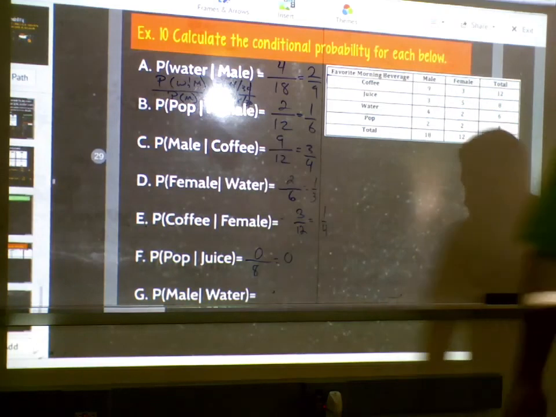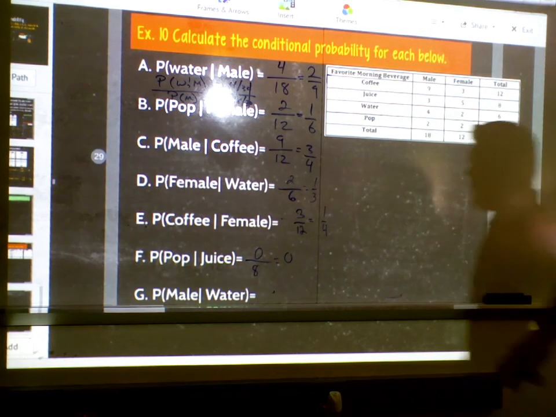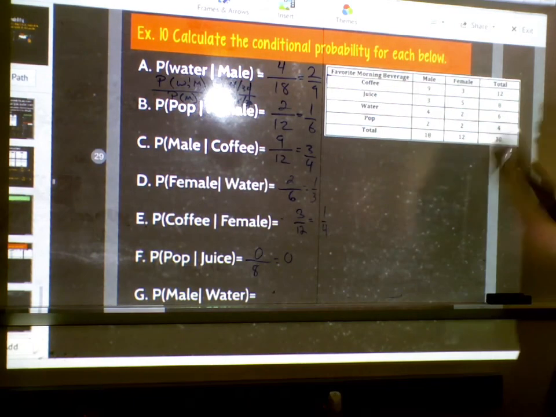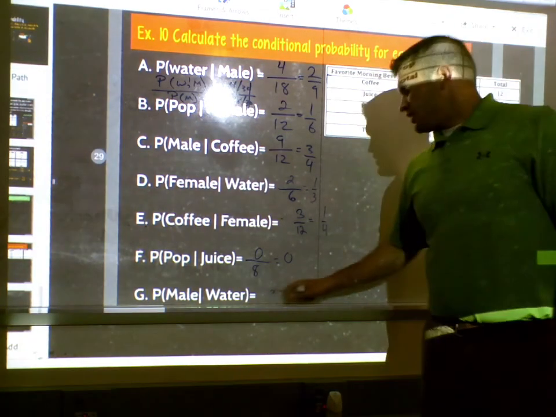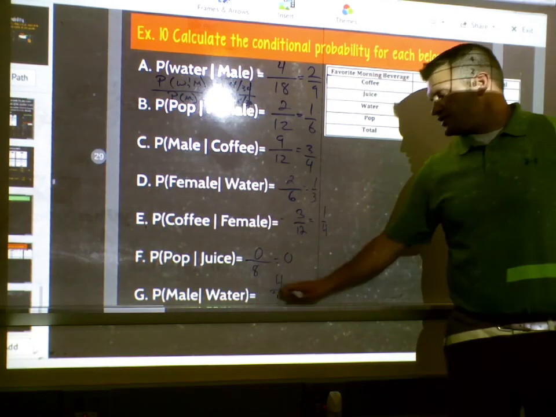Okay. Right? So it's 0. Does that make sense, guys? Last one, male and water. This is out of the male population or out of the water population? Water population. So 6. Okay, so out of 6, how many are males? 4. 4 out of 6 is? 2/3.